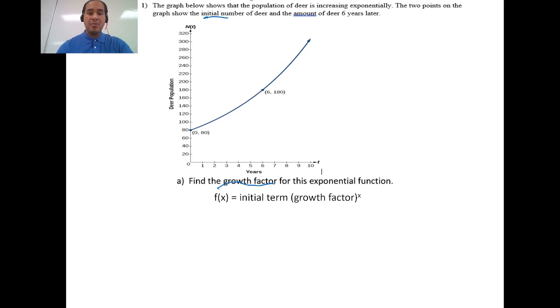We do have an initial term. Looking here, our initial term is 80. It actually says there, the 2 points on the graph show the initial deer. So up there on the top, it tells us that. So our initial term is 80. Our growth factor, we don't know. That's what we're looking for. And then we do know that after 6 years, so that's a number 6 up there. My B and my 6 kind of look the same. There will be 180 deer. And we're going to use this information to solve for B.